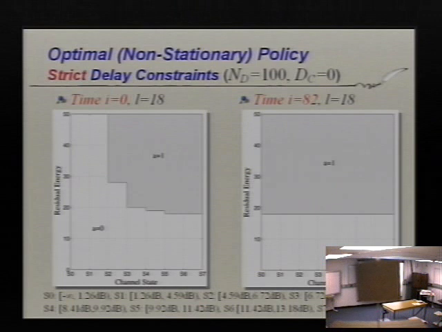So the transmitter can afford to wait for the better channel state in the near future. So at this moment, the optimal transmission policy is kind of selective. We only schedule this transmission when the channel is good enough. However, when l goes to 82 and there are still 18 packets in the buffer, the transmitter gets desperate at this time, and it has to catch the last chance. So the optimal transmission policy stipulates transmission everywhere.